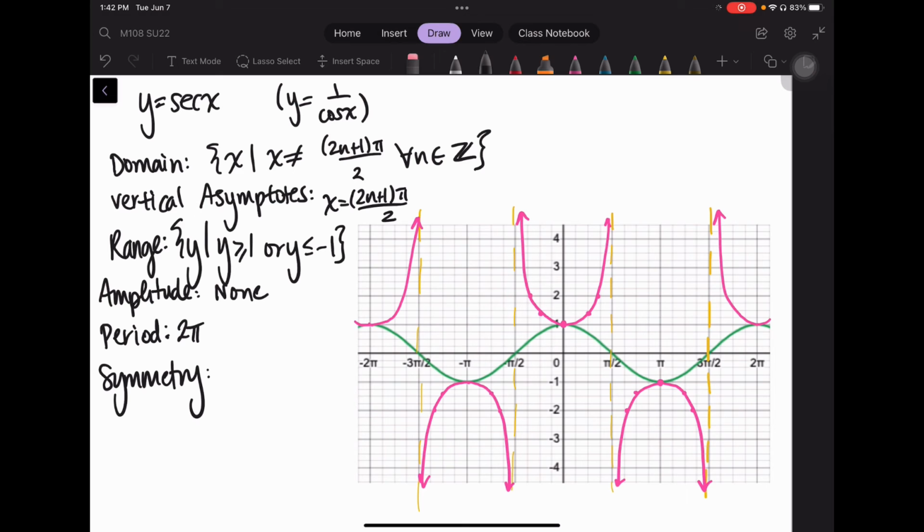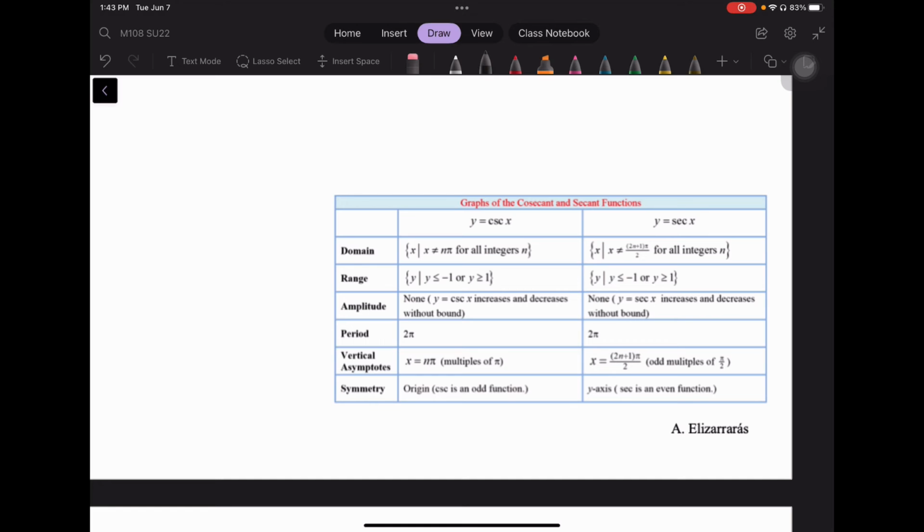There is symmetry about the y-axis since this function is even. Those are our key characteristics for the secant function. Just like when graphing the cosecant and using the sine graph, I like to graph the cosine function so I can graph the secant on top of it. I've given you a table with the key characteristics of cosecant and secant here.